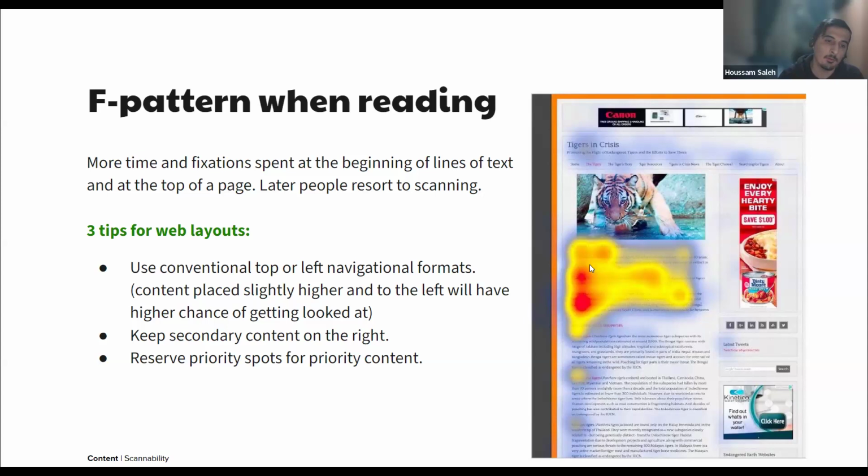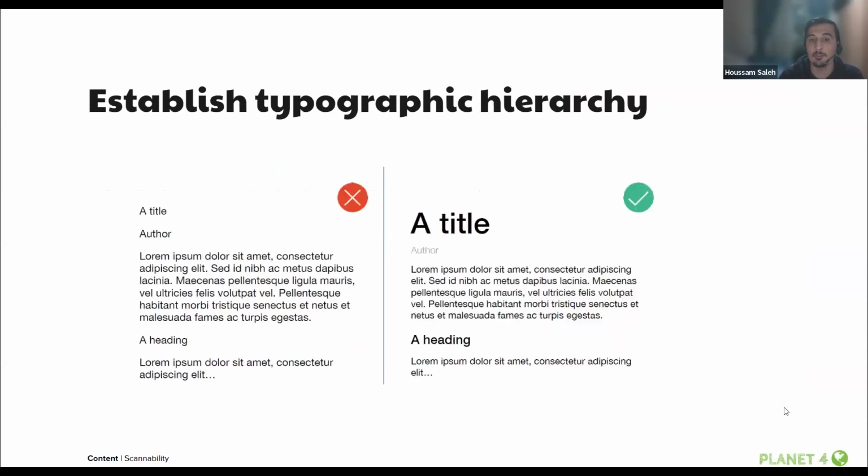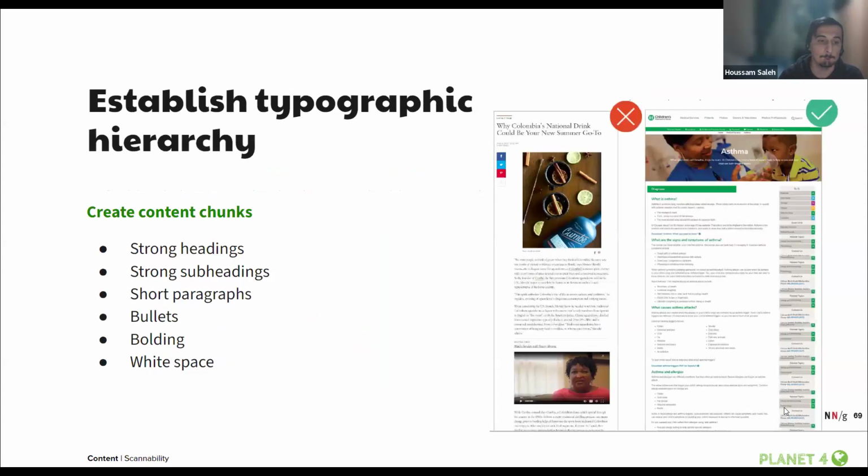And there are three tips for web layouts. First, use conventional top or left navigation formats. Content placed slightly higher and to the left will have a higher chance of getting looked at. Keep the secondary content on the right and reserve priority spots for priority content. Also, we need to establish typographic hierarchy. To create content chunks, we need to add strong headings, strong subheadings, short paragraphs, bullets, bolding, and white space so that users can easily scan our pages.